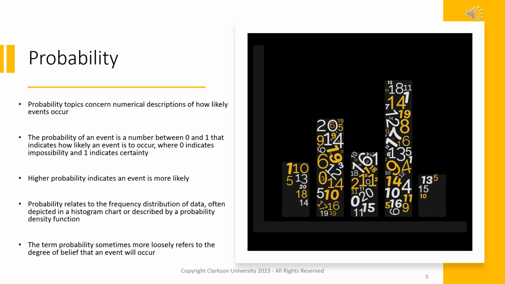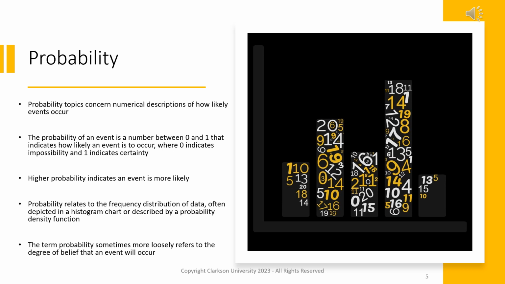Statistics and probability topics naturally relate. Probability topics concern numerical descriptions of how likely events occur. Sometimes the term probability is used more loosely, perhaps to refer to the degree of belief that an event will occur, or even as a metric. More formally, the probability of an event is a number between 0 and 1 that indicates how likely the event is to occur, where 0 indicates impossibility and 1 indicates certainty. Of course, higher probability means an event is more likely.